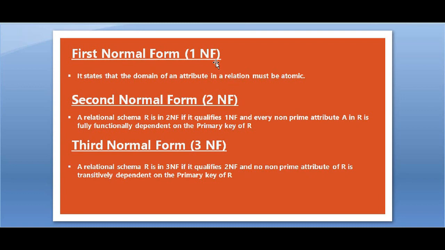This is the most simple one to achieve. If you go by the definition, it states that the domain of an attribute in a relation must be atomic. Domain means nothing but the values of an attribute. So all the values are called the domain of that particular attribute, or in a table, that particular column. I think it would be easier if you can parallelly see the actual scenario.